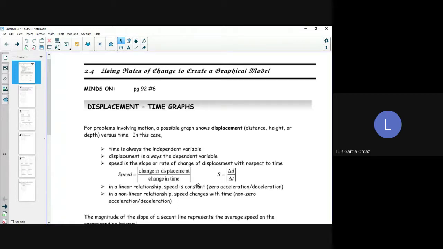Okay, so we're going to be talking about how to create a graphical model, most importantly, displacement time graphs. Have you guys done displacement time graphs in physics? Oh, so most of you guys take physics. Okay, so then this should be a review for you guys, unless advanced functions is teaching it wrong.